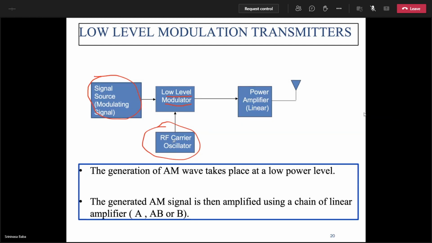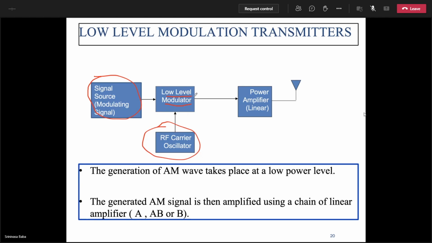An information signal and a carrier signal are applied to an AM modulator. This is a modulator. So before modulation, we are not having a sufficient amount of power. The power levels are low only. So it is a low level modulator.